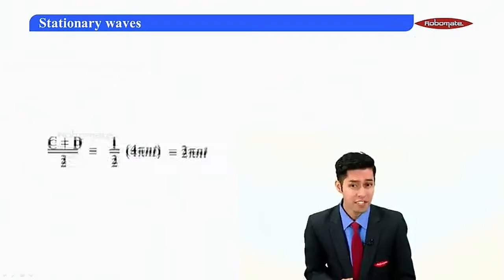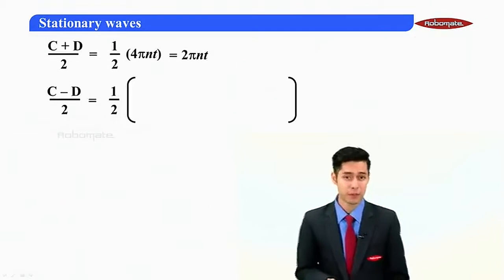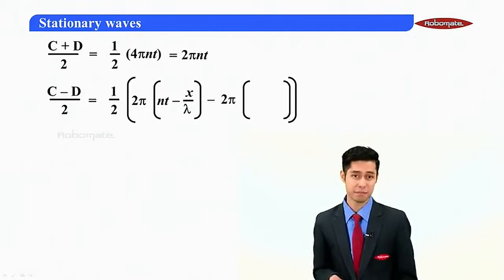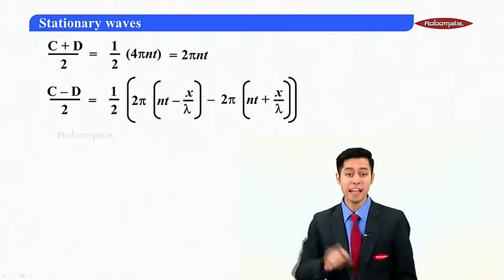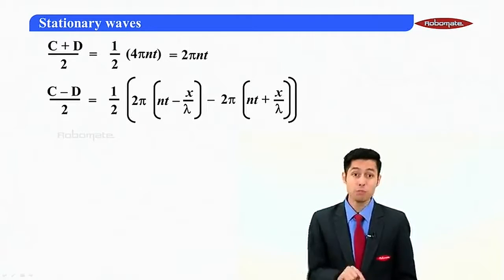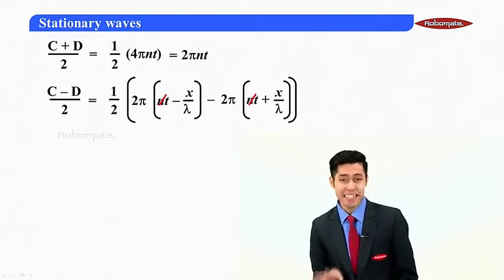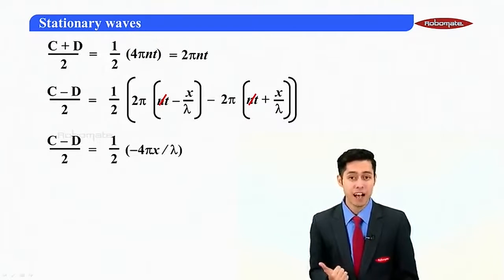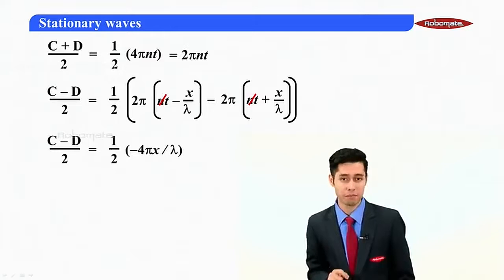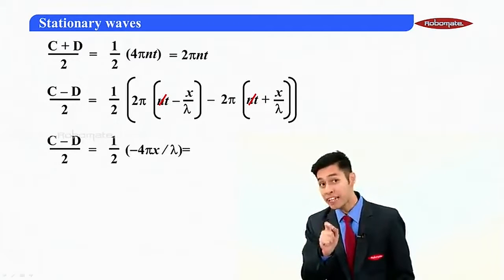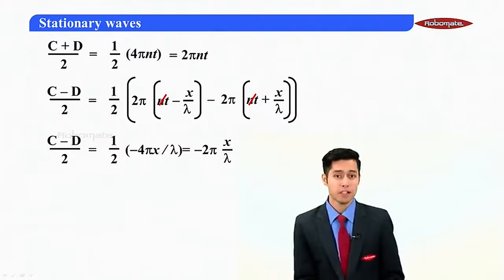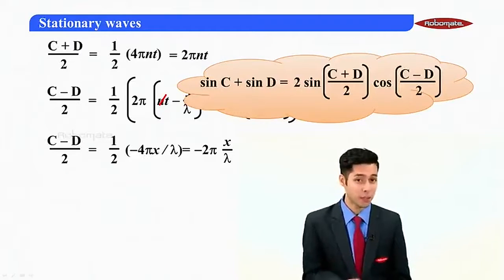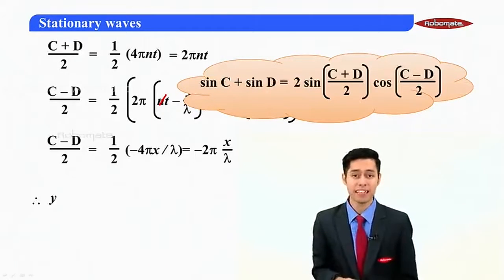In a similar way, we can also find c minus d by 2. Again, half is kept constant, and substituting the values of c minus d, I get 2 pi nt minus x by lambda minus 2 pi nt plus x by lambda. Here nt and nt get cancelled, and the final answer for c minus d by 2 is half into minus 4 pi x by lambda, which is minus 2 pi x by lambda. So now, since we have the values of c plus d by 2 and c minus d by 2, we can use them in the equation and get the final answer.